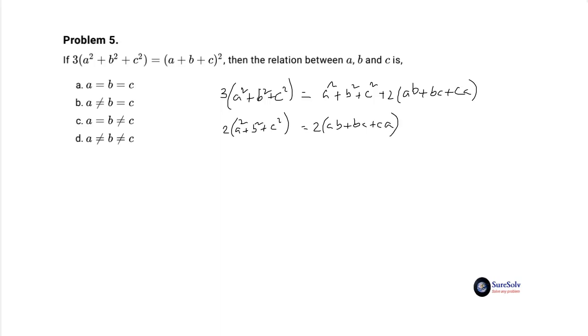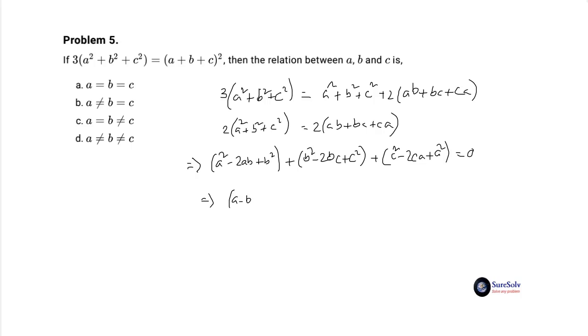Now, it is a straightforward rearrangement of terms and application of the important algebraic concept of zero sum of square expressions. Collecting the like terms together, we have a square minus 2ab plus b square minus 2bc plus c square minus 2ca plus a square equal to 0. Or (a minus b) whole square plus (b minus c) whole square plus (c minus a) whole square equal to 0.